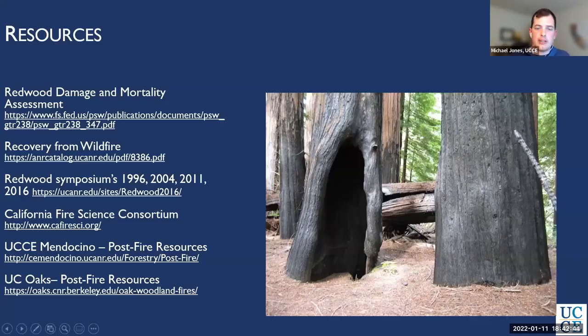We have a lot of resources. Like I said, we don't have as robust a study as the Forest Service and Danny have done with their decision tree. A lot of the data on redwoods is anecdotal, a few studies here and there. But we do have a lot of resources that can help you make the decisions. There's a lot of information on redwood. I have a lot of good resources for dealing post-fire in the coastal ranges, as well as the UC Oaks website, which has some good stuff on oaks.